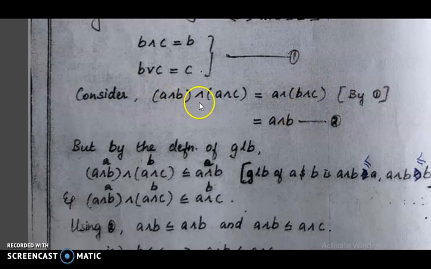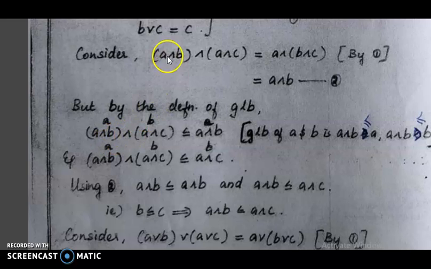Now again we consider the same LHS by the definition of greatest lower bound. GLB means greatest lower bound. (A and B) and (A and C), that is the same LHS, is less than or equal to A and B, and (A and B) and (A and C) is less than or equal to A and C. That means, small a, small b and then small a: if you take AND of the first term and second term, that will be less than or equal to the first term. Similarly, first term and second term will be less than or equal to the second term.